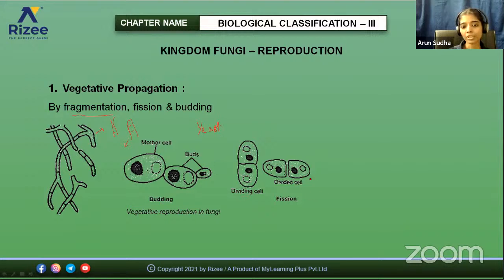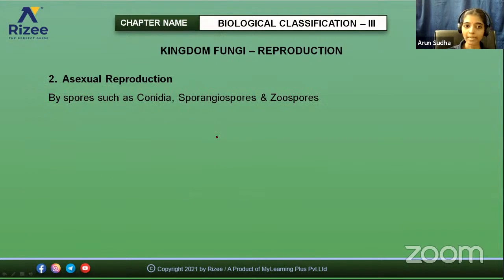And then by fission. You know how fission occurs. First there is an increase in the mass, then there is a constriction, which divides to form two cells. All these processes you are already clear with, and we saw them in the previous classes. So vegetative propagation is one of the methods. How does vegetative propagation happen? By fragmentation, fission, and budding. Next we will see in detail about asexual reproduction and sexual reproduction.